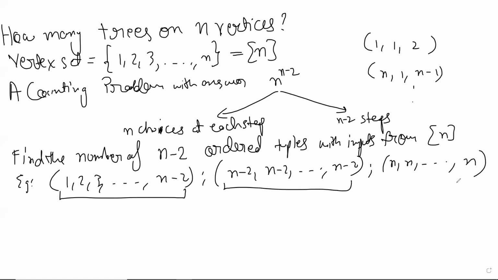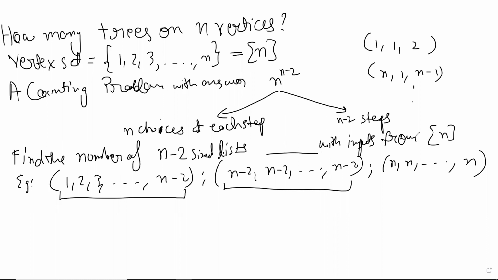Is this clear with everyone? The number of ordered tuples with n minus 2 coordinates. Simply just n minus 2 places which you want to fill with these n numbers, you can repeat the numbers. That's all it is. Just a list. Find the number of n minus 2 sized or length lists, just a list with inputs coming from 1 to n. So obviously this is n to the power n minus 2.